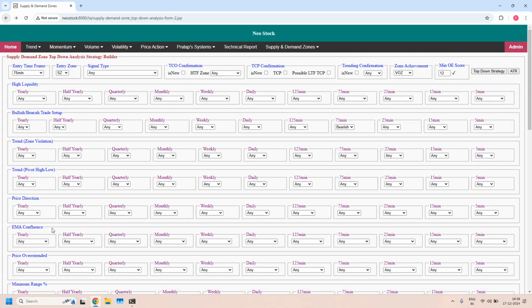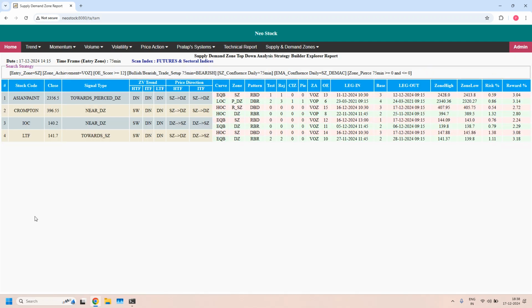So let's verify. In the EMA confluence at a daily time frame, the filter for daily supply zones having daily EMA confluence is enabled. With this filter, out of those 7 stocks, we got 4 stocks. These 4 are even more high probability trade setup supported stocks.